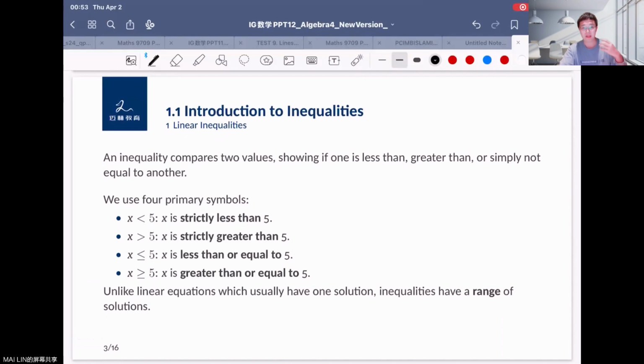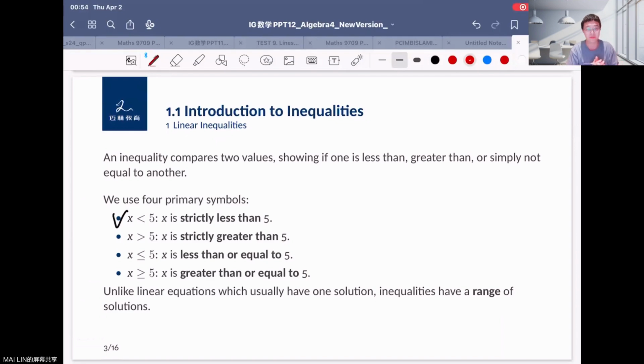But variables, like x here, can also be compared with a constant number, like x smaller than 5. That means x is strictly less than 5. In other words, x cannot equal 5, but x is indeed smaller than 5. x can be 4, 3, or other numbers. This is the first term. The second is x bigger than 5, that is, x is strictly greater than 5. So x cannot be chosen as 5, but x can be 6, 7, or more.